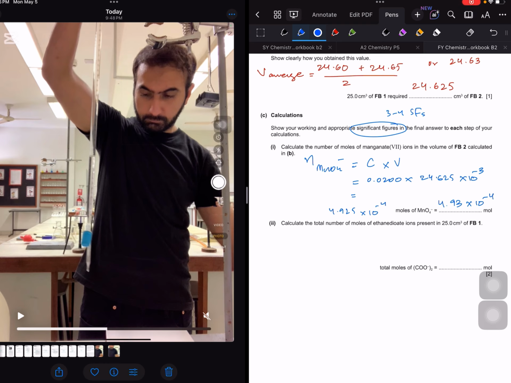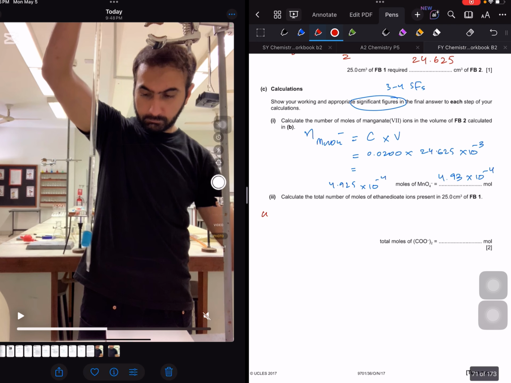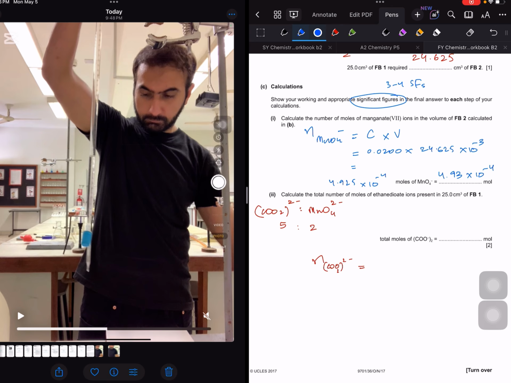Now calculate the total moles of ethane dioate ions present. So let's go back and see. According to the equation, 5 moles of ethane dioate ions react with 2 moles of manganate. So based on the ratio, moles of ethane dioate ions is going to be 5 times more, but 2 times less. So it gives you an easy way of finding out. 5 times more means numerator 5 exponent minus 4 and then divide by 2. Don't forget to use the calculator value.